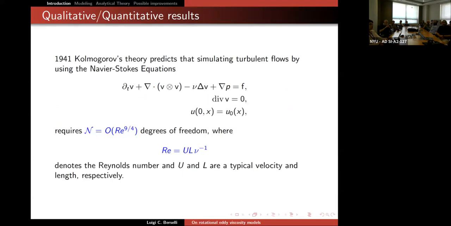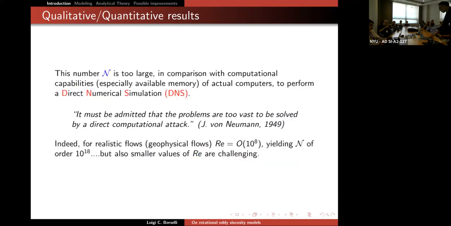Okay, and the Kolmogorov theory from 1941 tells you that the number of degrees of freedom that you need to fully resolve the fluid, the motion of all the scales of the fluid, is in 3 dimensions of the order of the Reynolds number to the power 9/4. Remember, the Reynolds number is already big, and then you need this number of points, Reynolds to the 9/4. For realistic flows like geophysics, the Reynolds number could be up to 10 to the 18, but even an airplane or a car has a Reynolds number of the order of some millions.